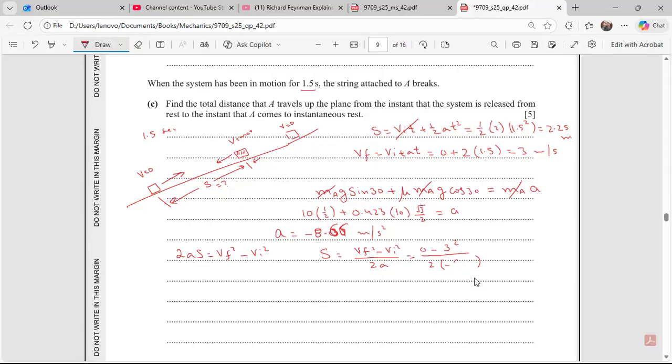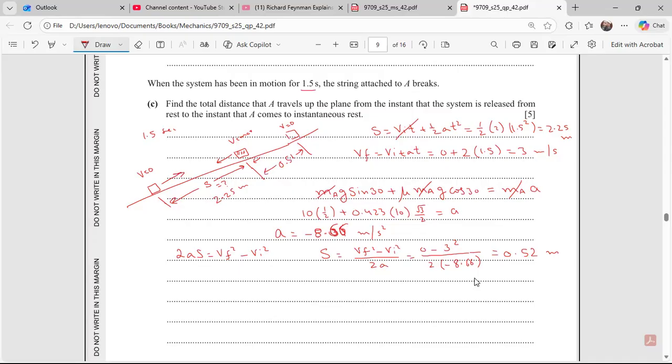So this is minus 8.66. And when we do this calculation, it is 9 divided by 2 times 8.66. So this comes out to be 0.519, so I will take 0.52 meters. So the initial distance was 2.25 meters, and this distance is 0.52 meters.